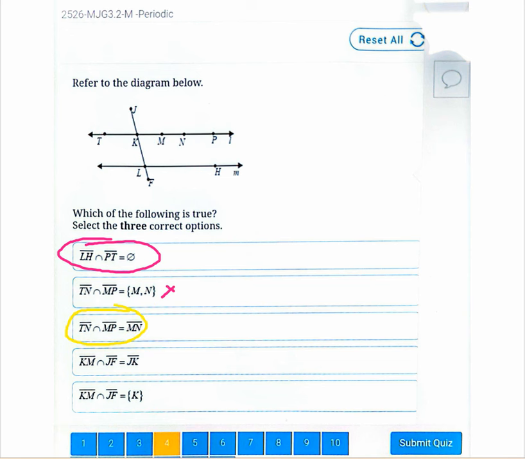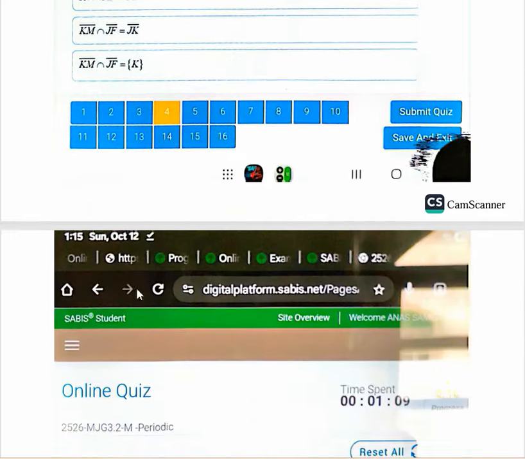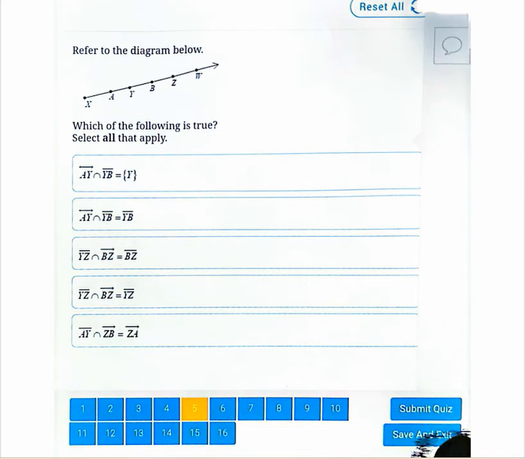Next one, what we are going to do is KM. So KM is this segment. And the other one is JF. Where is JF? JF is all of this. They're saying the segment JK, but it does not meet at JK. It only meets at this point, K. So it means this is incorrect. And then, of course, the last one. You can check that by yourself, practice it, so you can also understand how much is your understanding of this. Let's go to the next one.